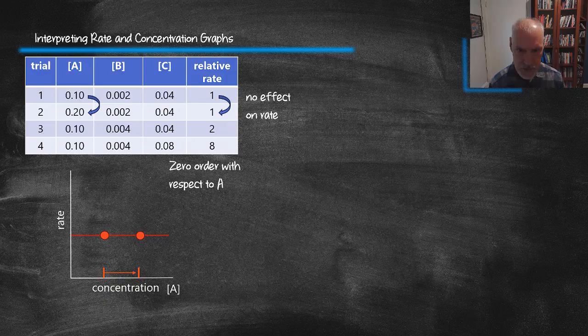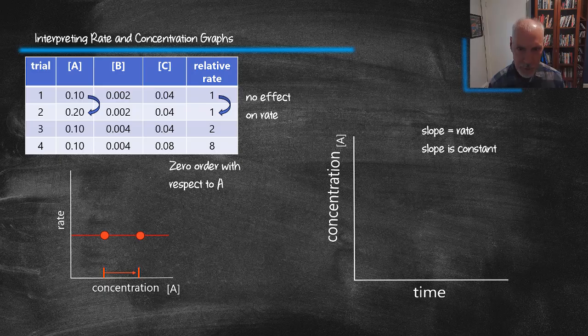What would a concentration versus time graph look like? Keep in mind that the slope is equal to the rate of the reaction, and in this case, the rate is unchanging. So as a result, if I start at some high concentration and move to a lower concentration through the course of time, I'll have two data points. These two data points must share the same slope because they are the same rate. That generates the following profile then for a concentration versus time graph for a zero order reactant.